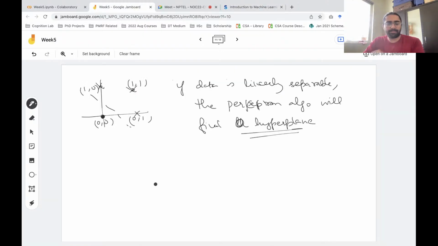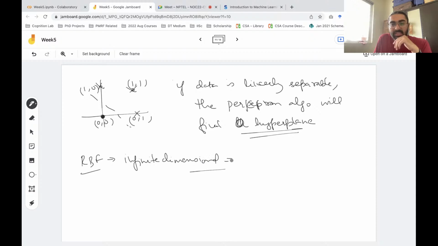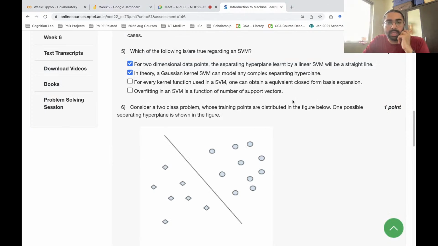Because we have these RBF kernels, right? Which are basically an infinite dimensional mapping of your data points, right? So therefore what will happen is, ideally speaking, you can separate anything in infinite dimensions. So ideally it should be able to learn any sort of a hyperplane here.